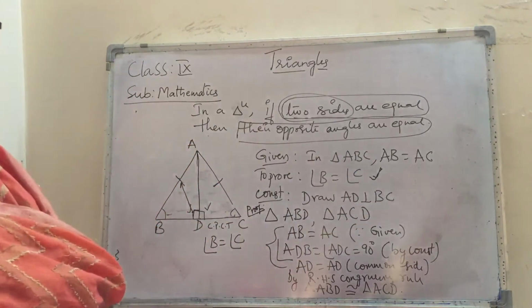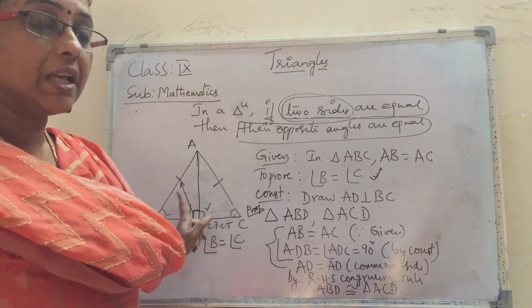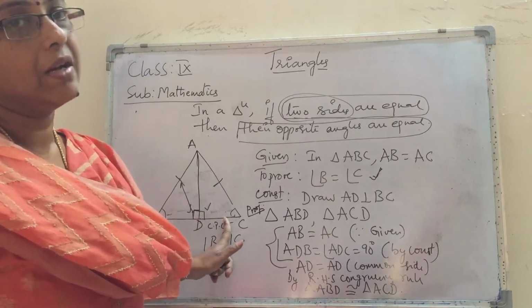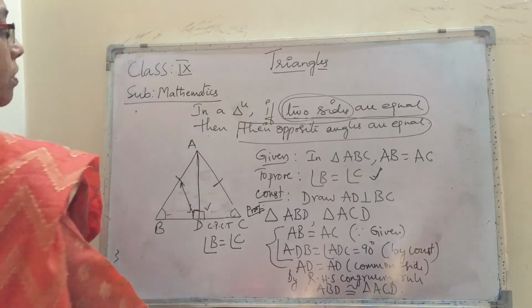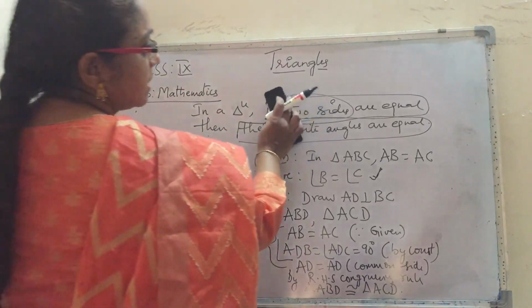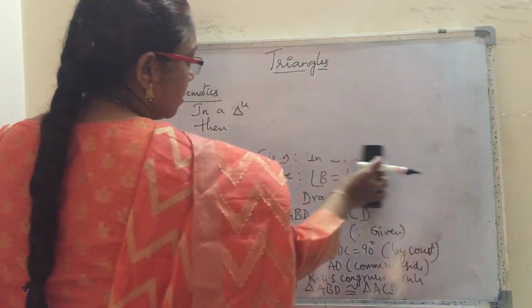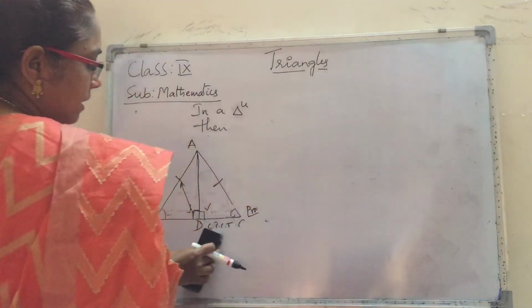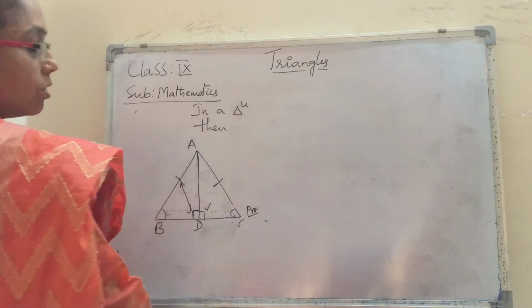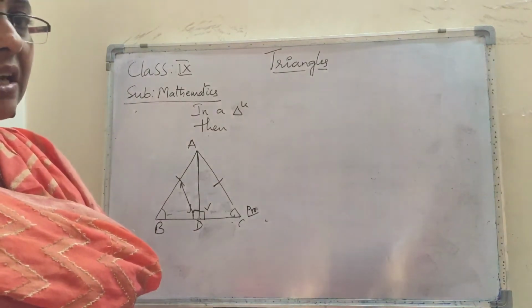Is it clear, children? If two sides are equal in a triangle, then their opposite angles are equal. Is it clear? Now we prove the converse of this theorem. See, what is the converse, children? In this, we took two sides equal. Then we proved opposite angles are equal.